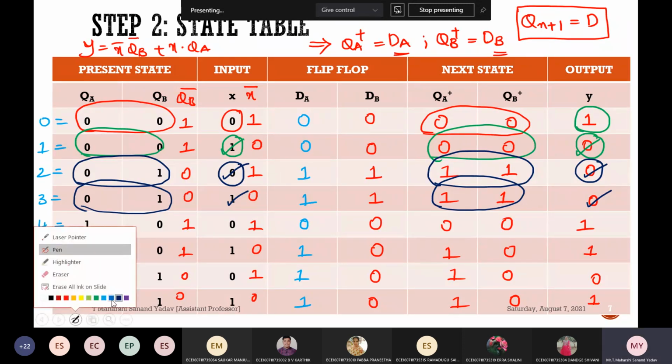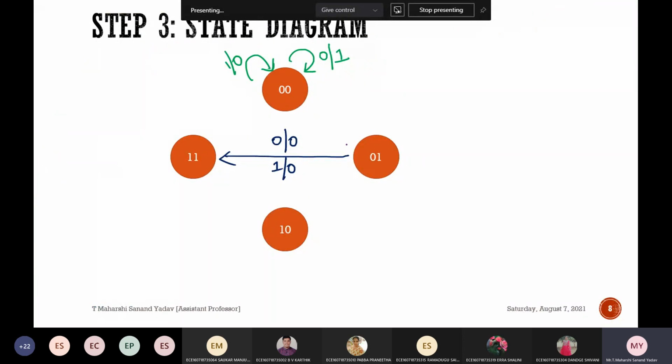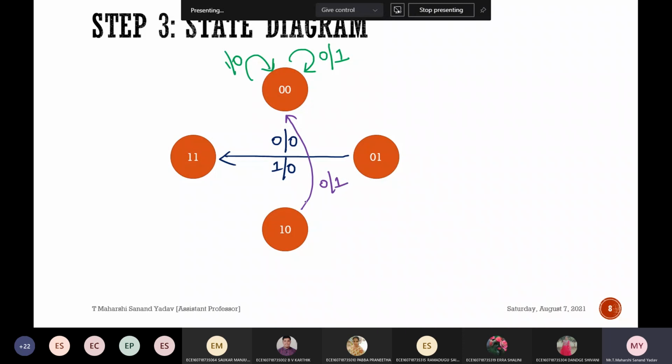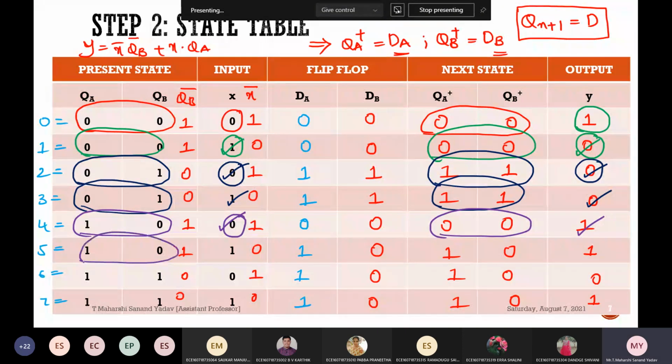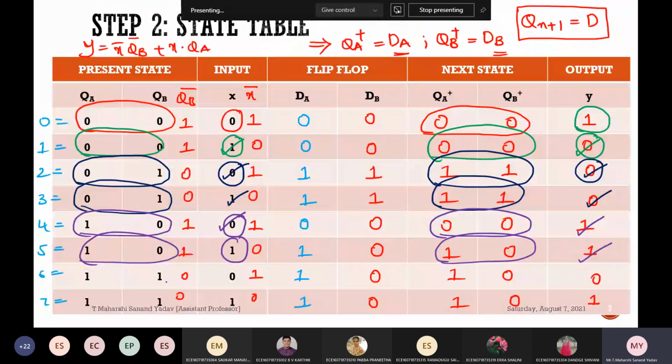Next, tell me for the next case. If it is 1 0, input X is equal to 0, where is it going? 0 0. So from 1 0 it should go to 0 0. What is input and what is output? 0 by 1. Next, again from 1 0, when input is equal to 1, it is going to 1 0. So same state. From 1 0 it is staying in 1 0 only. Input is equal to 1, output is equal to 1.